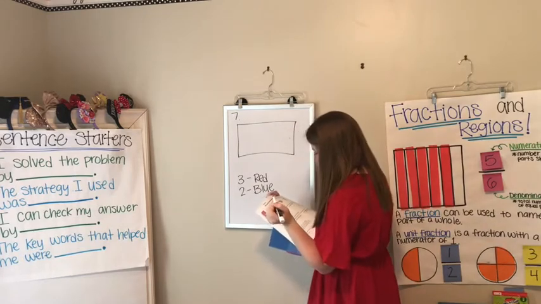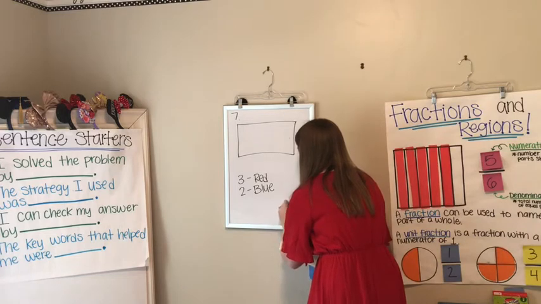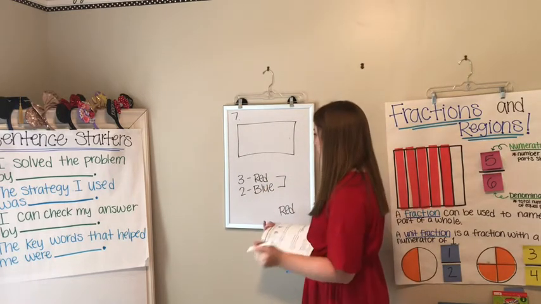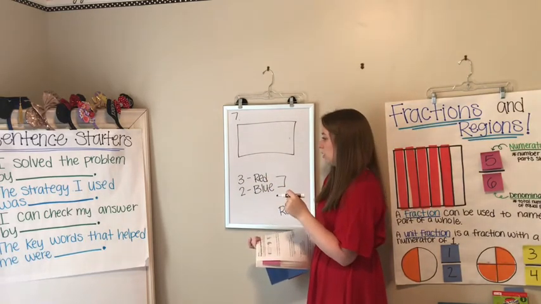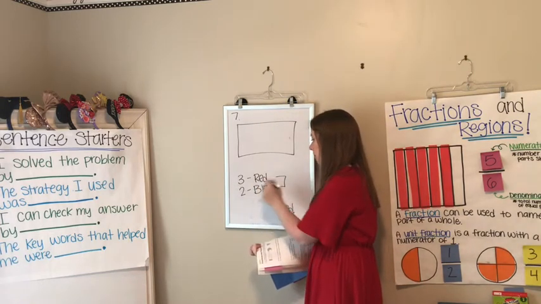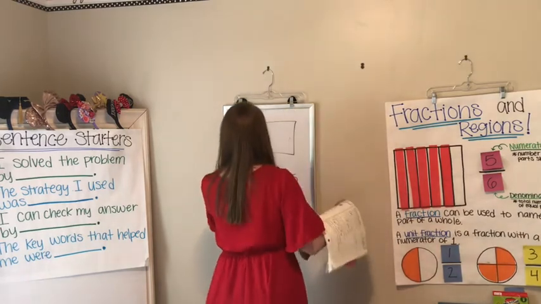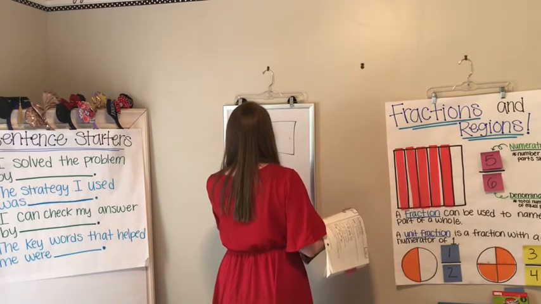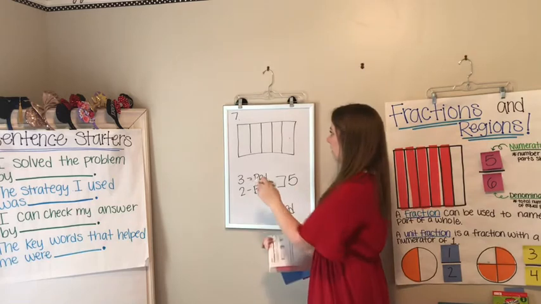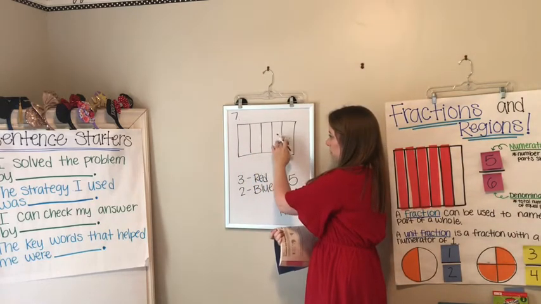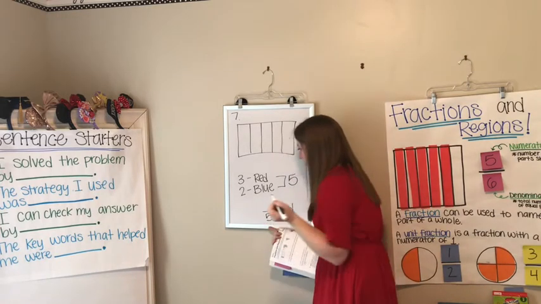Okay, for number 7, we're looking at the fraction of red. All right, so if we have 3 and 2, those are our total number of equal parts. So let's add 3 and 2 together. We have 3, 4, 5. All right, so my total number of equal parts is going to be 5. So I need to divide my rectangle into that now. All right, so now that I have 5 equal parts, 1, 2, 3, 4, 5, now I know my denominator, because that's my total number of equal parts.